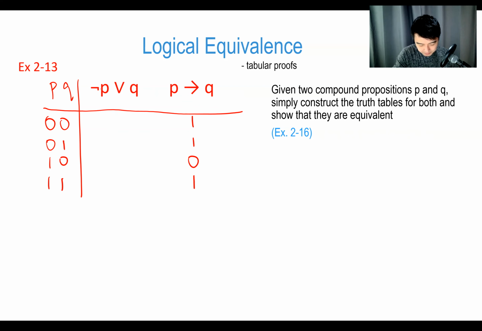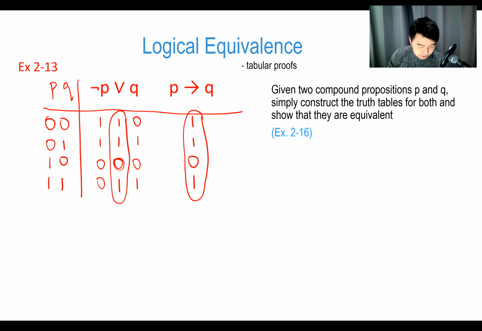Okay, what about this one on the left hand side here? Well, we have not P, so P is 0011, not P is 1100. And Q I'm just going to copy over. Okay, and then I have the or. The or says it is 0 only when both sides are 0 and 1 otherwise, right? So false only when both inputs are false, and then every other case is a 1.